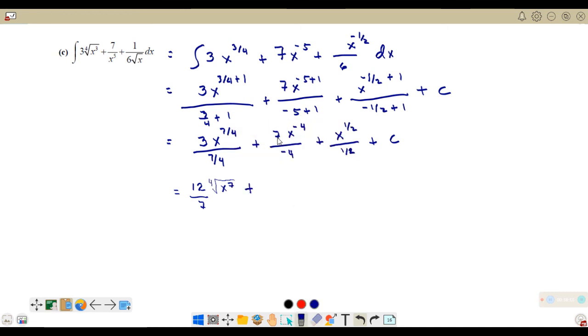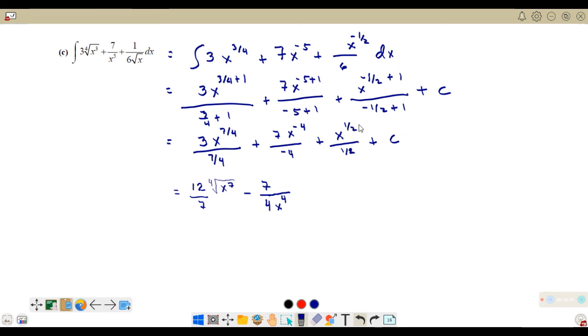Plus, we have 7 over negative 4. Dapat pala ito ay negative na lang din. So, this is minus 7 over 4. And of course, since your exponent is negative, it should be written at the denominator for it to be represented as a positive power.